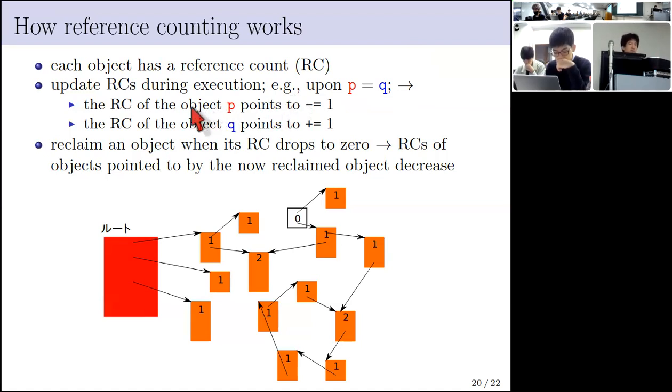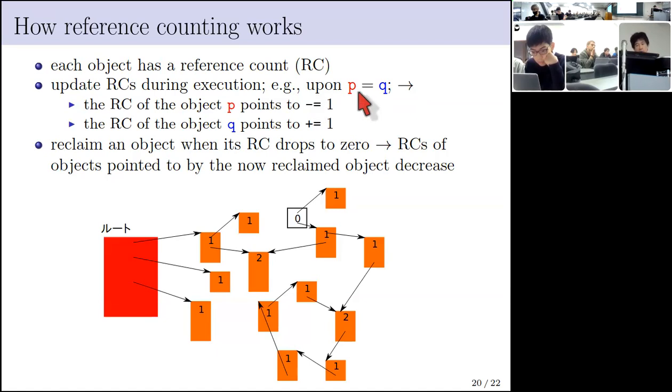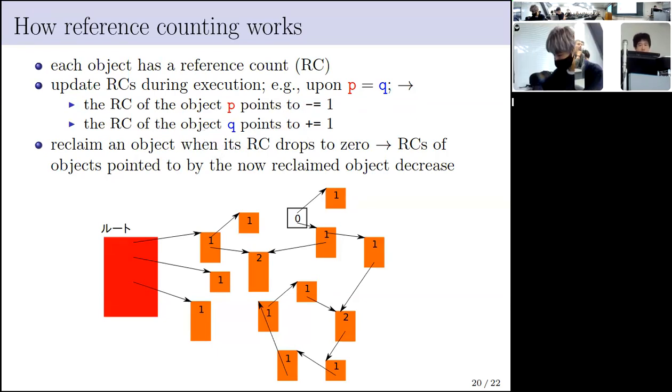What needs to happen in terms of the reference counts is that the reference count of the object P previously pointed to should be decreased by 1. If P used to point to another object, after this assignment, this reference has gone, so the reference count of the object pointed to by P should now decrease by 1. On the other hand, the reference count of the object pointed to by Q should be increased by 1 after this assignment. So these 2 things must happen.